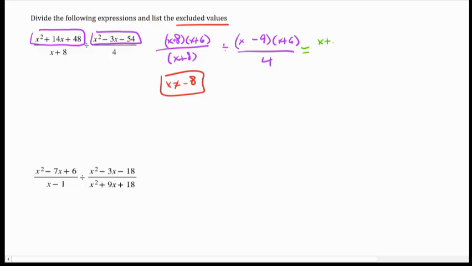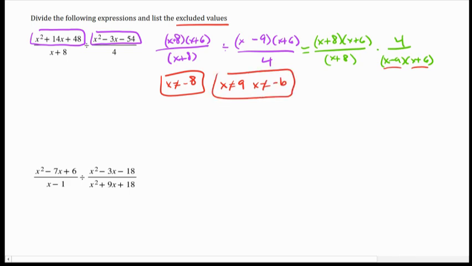So it becomes this times 4 over x minus 9, x plus 6. And so I'm kind of double checking a second time, and I see, okay, hey, there are now some new x values that make the denominator 0. So I have to check at all points in the problem to find all my excluded values on this.